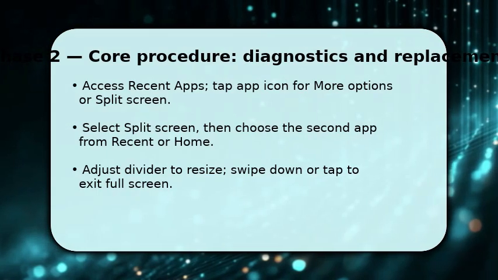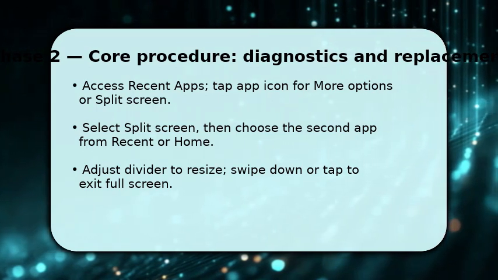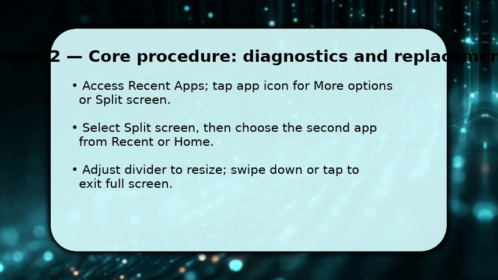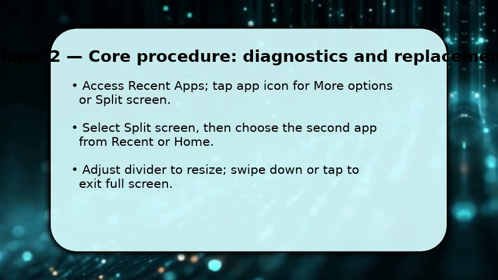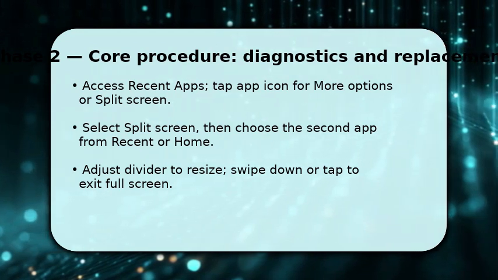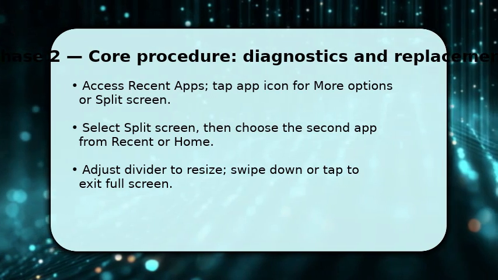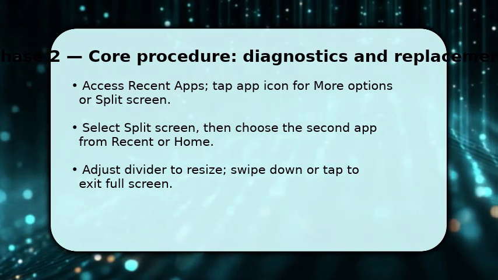In Recent Apps view, tap the app icon and choose Split Screen or Open in Split Screen view. This pins the first app to the top or left. Once done, select your second app from Recent or the home screen to fill the other pane. Make sure to drag the center divider to resize each app as needed, because many apps adapt their layout.